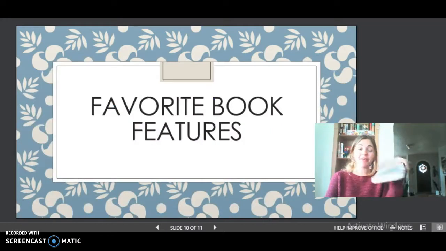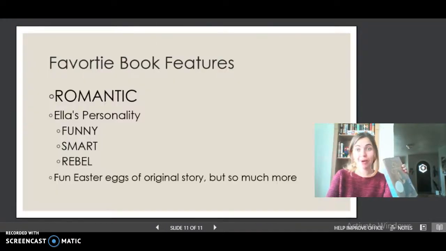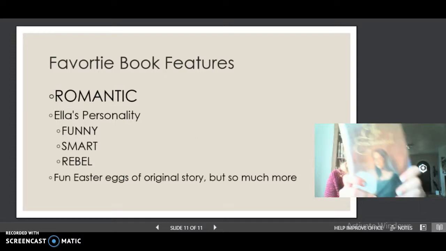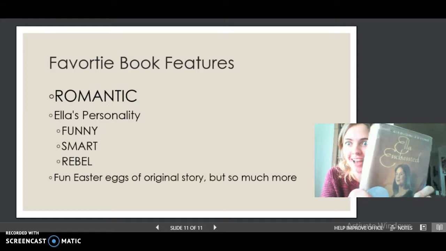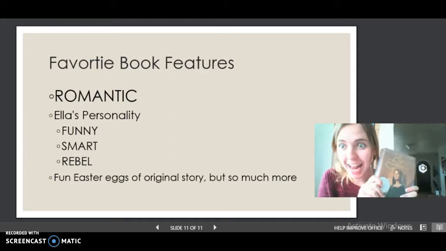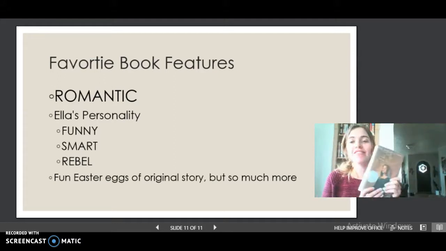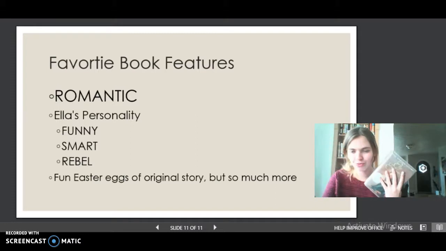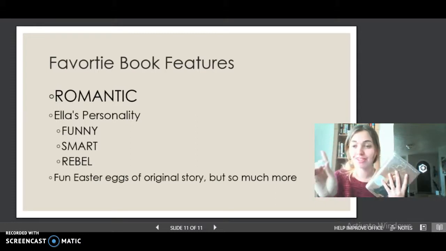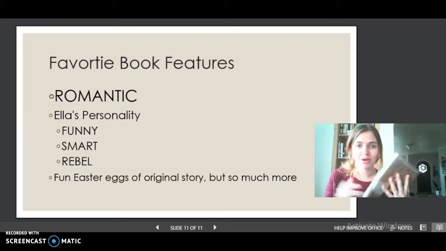Okay, the favorite parts of this book for me, and also why you should read it, is because it is so flippin' romantic. Okay, this is the best romance that has ever been written. Go read it. It's so cute. I also love Ella's personality. She's funny, she is smart, and she is a rebel. And I think that those are great qualities that everybody should have. Maybe not so much rebel, but I don't know.